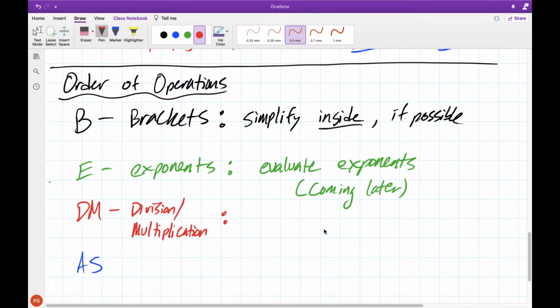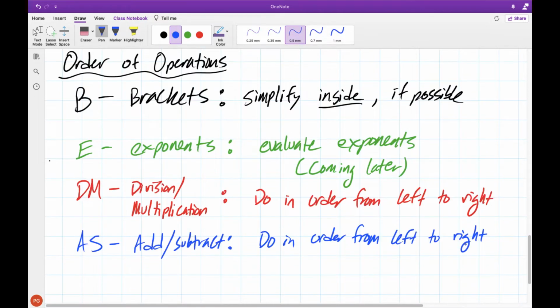The D and the M stand for division and multiplication. Now we do division and multiplication at the same time, and we go from the left to the right. So it doesn't matter which one it is, whatever's further to the left, that's where we start, regardless if it's division or multiplication. And then we just move from left to right. Same thing with our A and our S, add, subtract, and we do it in order from left to right.